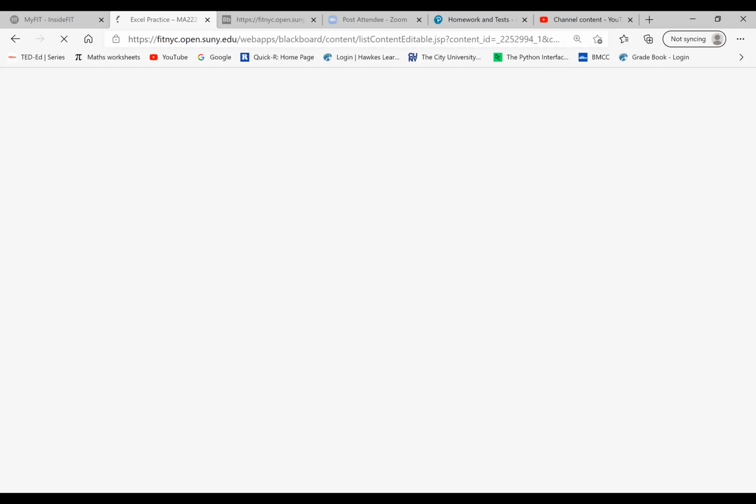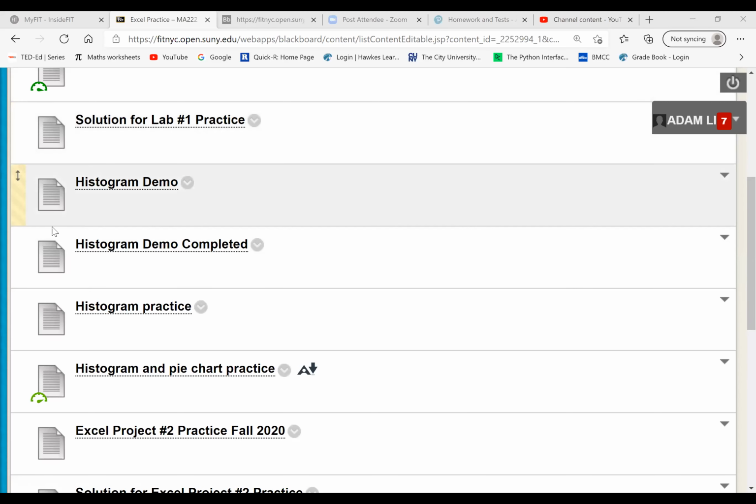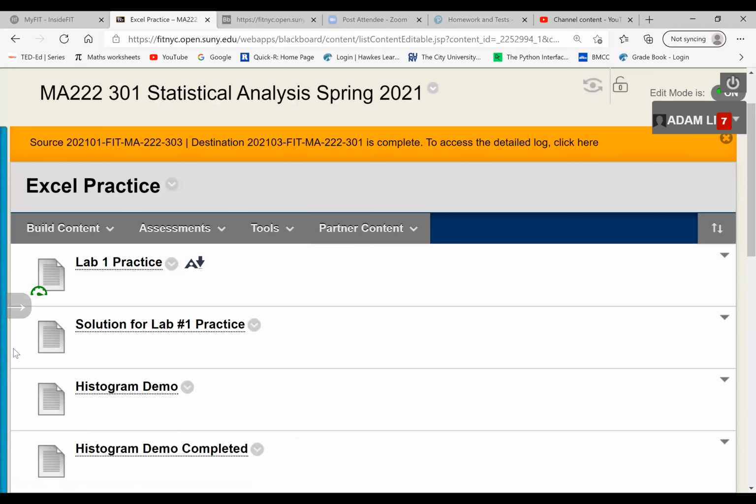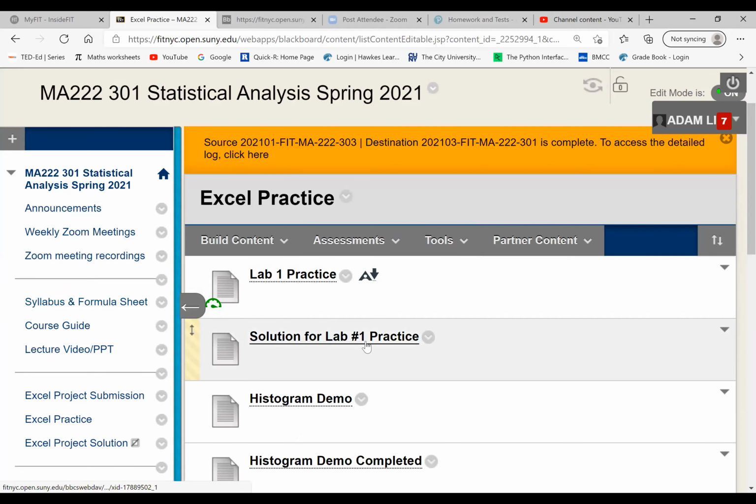All right, guys, something really quick. I posted the solution for the lab demonstration this morning under the Excel practice. So if you need to use it as a reference, go ahead and do that. You can just open the file.